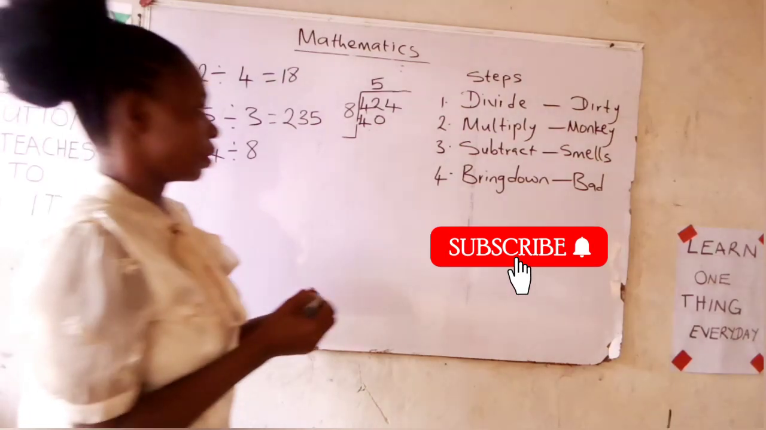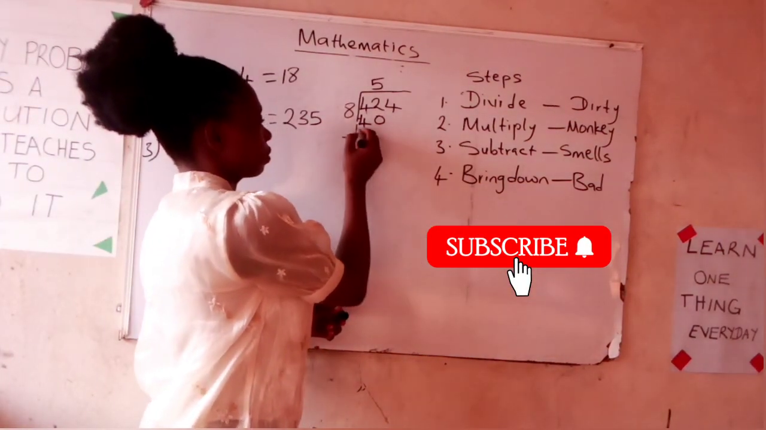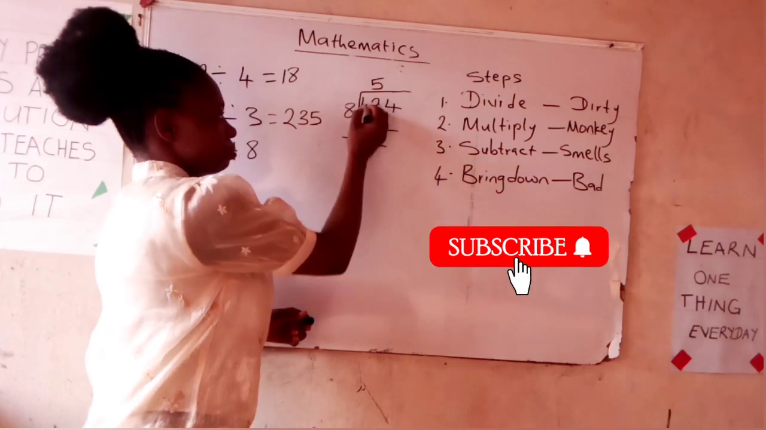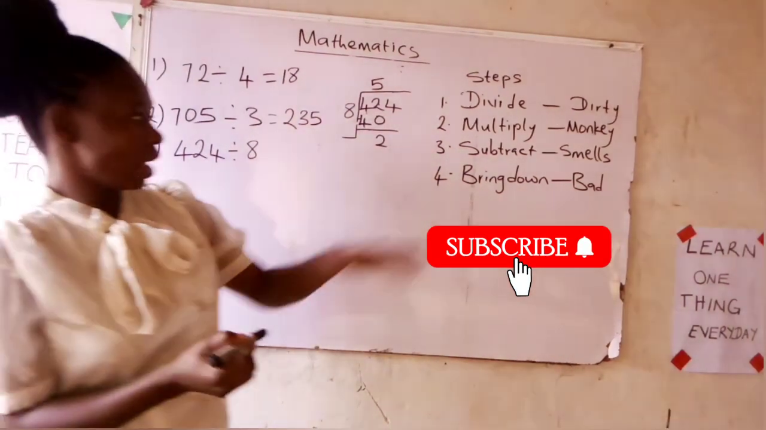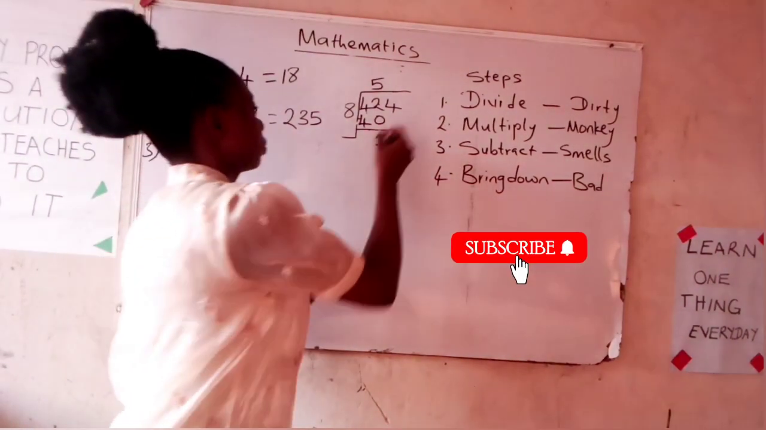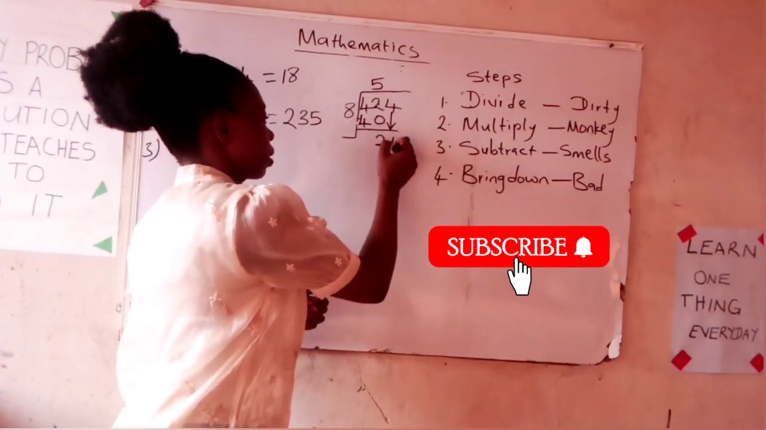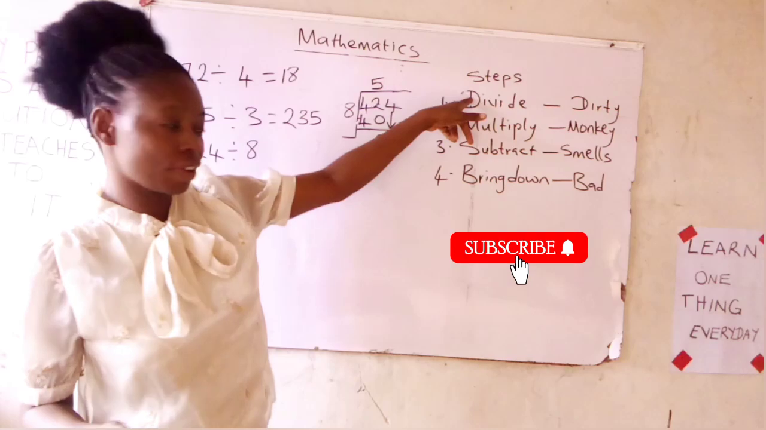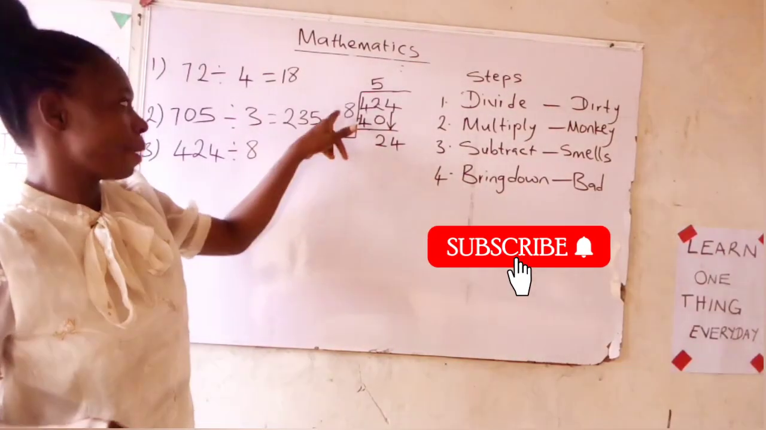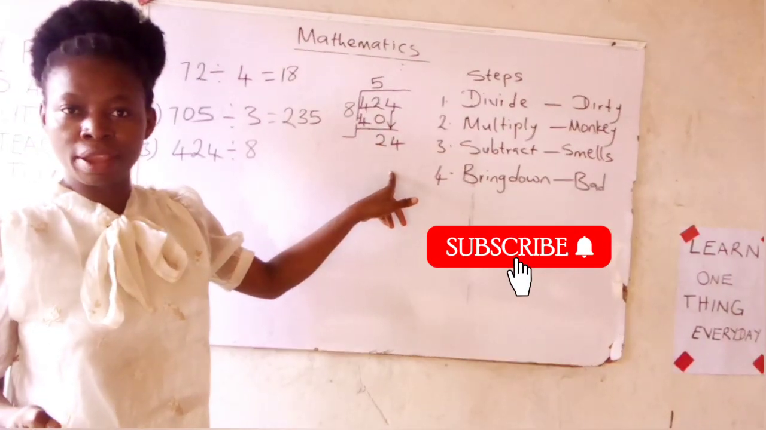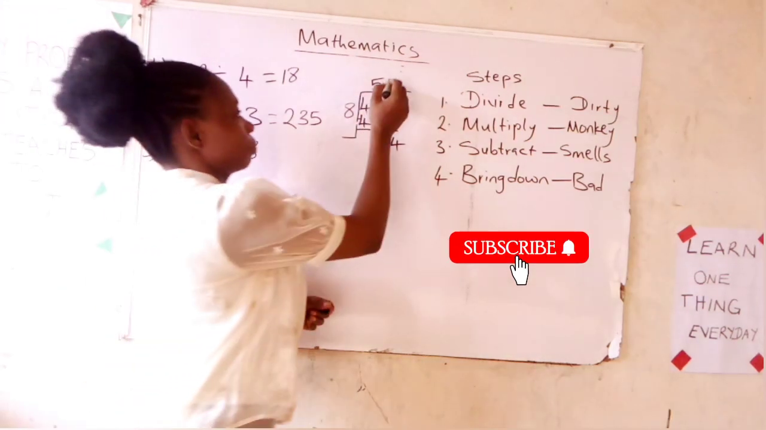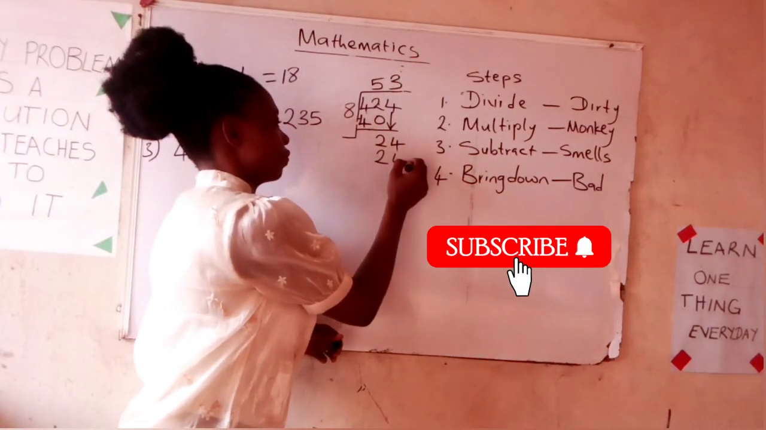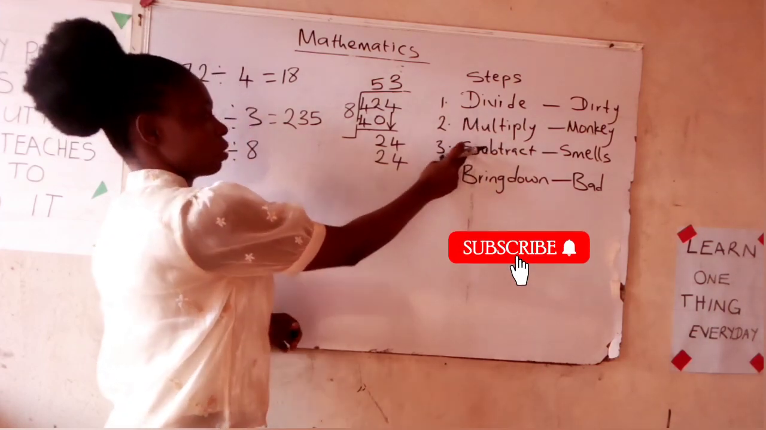5 times 8, 40. So the next step is subtract. 2 minus 0, 2. And the next step is to bring down. I'll bring down my 4. This becomes 24. I'll start the first step again. 24 divided by 8. What is it? 3. 3 times 8, 24. I've done the multiplication. The next one is subtract.